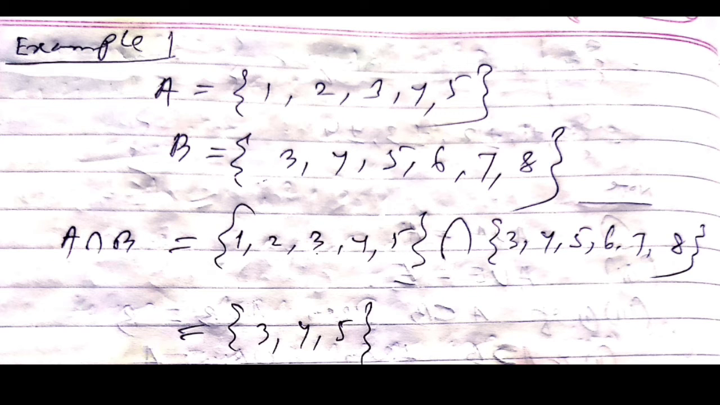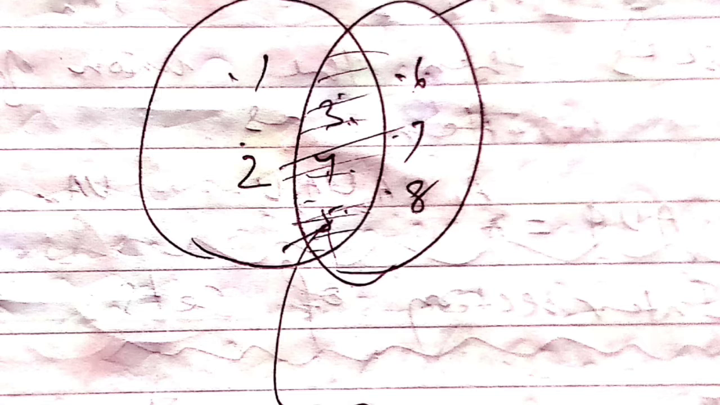Consider an example. Let's consider a set A having elements 1, 2, 3, 4 and 5, and the set B consisting of elements 3, 4, 5, 6, 7 and 8. Then the set A intersection B is the set of all x such that x belongs to A and x belongs to B. That means it consists of elements belonging to A and B both. That is, it consists of the common elements of A and B. Look at the sets, we find that 3, 4 and 5 are the elements which are common in both the sets A and B. Thus A intersection B is the set having elements 3, 4 and 5.